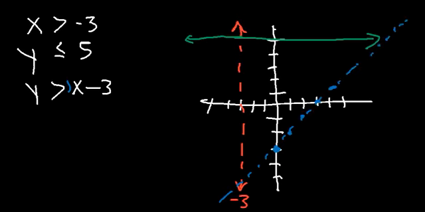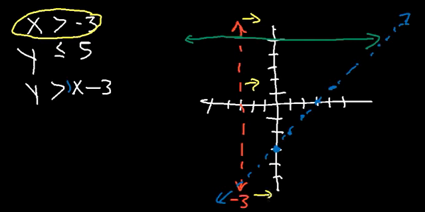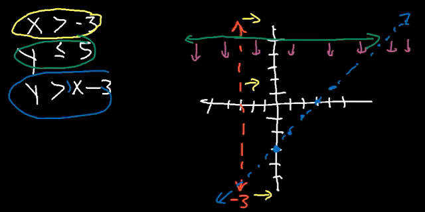Now we need to know where to shade it. So let's look at this first equation. X is greater than -3. It's greater than -3 to the right, anywhere to the right of this line. Now y is less than 5. It's less than 5 below this line, anywhere below this line. And y is also greater than x minus 3. It's greater than x minus 3 above this line.